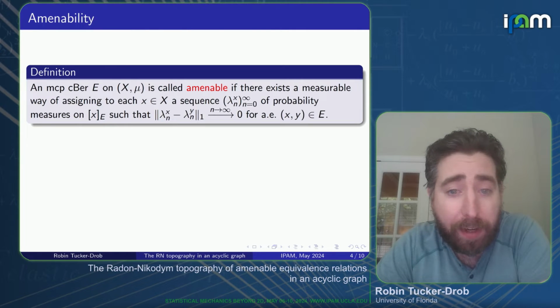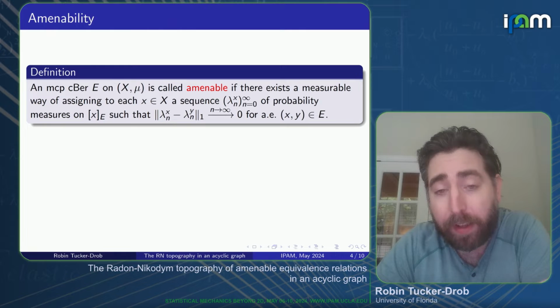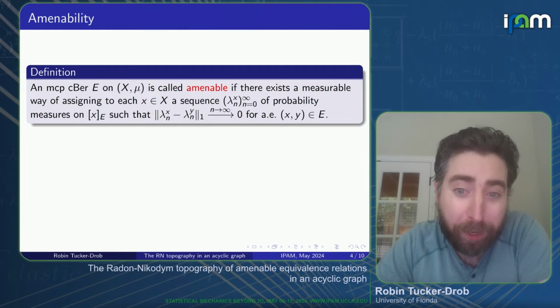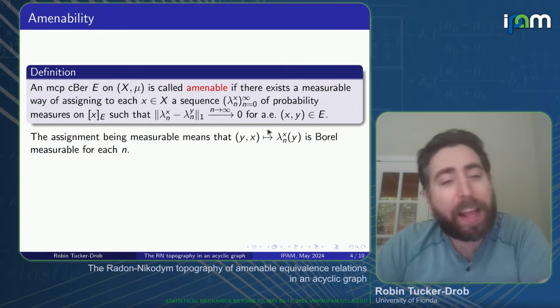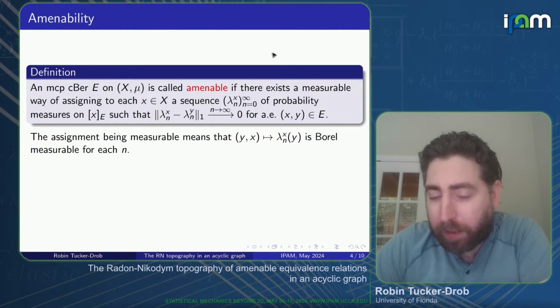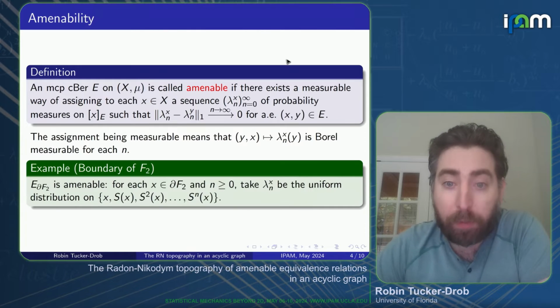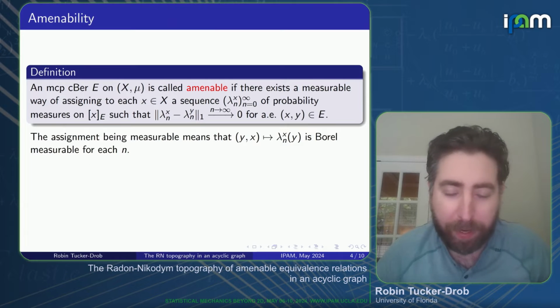So we're assigning a sequence of probability measures to each point of X that lives on the equivalence class of x, such that 2 E-related points are asymptotically selecting very similar, nearly identical measures. And the assignment being measurable just means that if we look at the map that sends a pair (y, x) to lambda_n^x of y, that should be Borel measurable for each n.